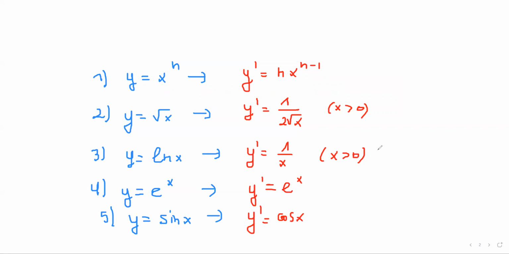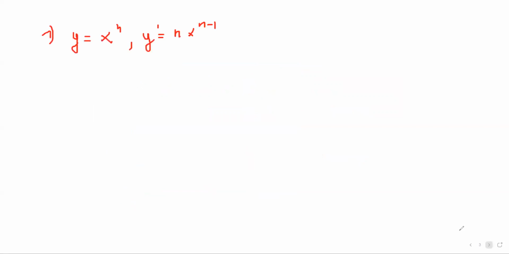The first one you see here is the derivative of x to the power n. It's the power function. We know that for the power function we get the derivative n times x to the power n minus 1. So today we are going to try to prove it. First, let's give the definition of the derivative.